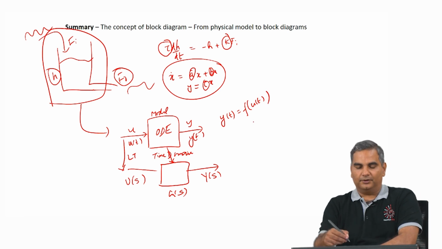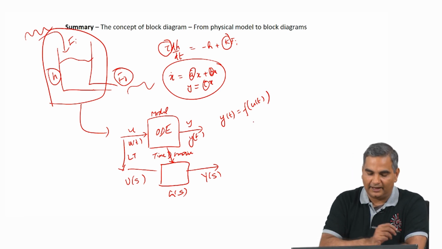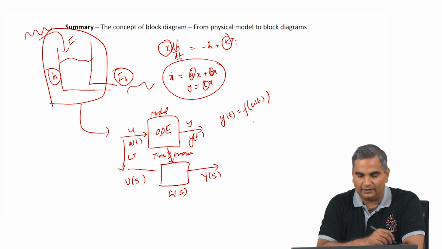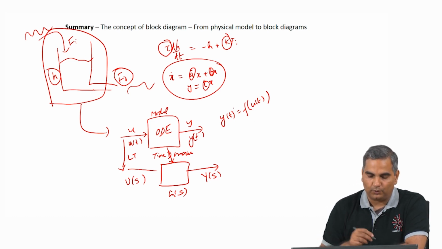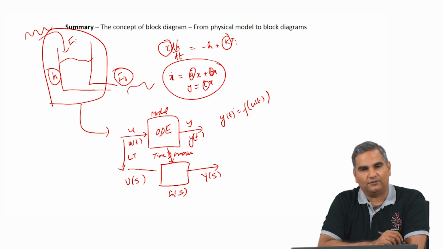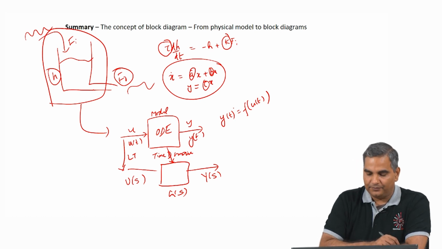So, it is not a simple case where y of t is something like u of t; it is actually some function which you have to compute. Given u of t you will compute y of t. This function is something that we showed in the last lecture.